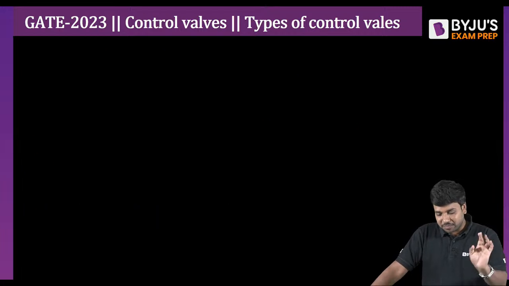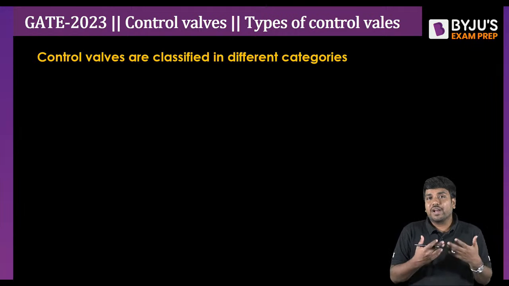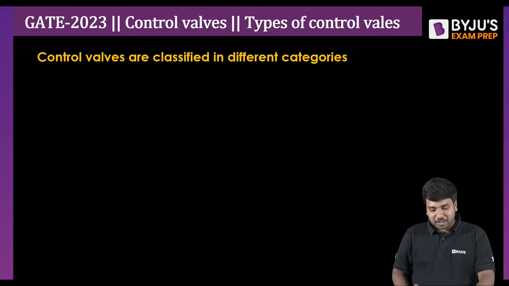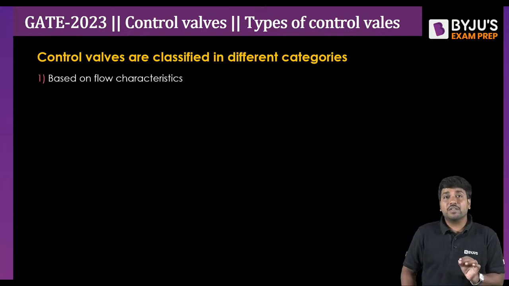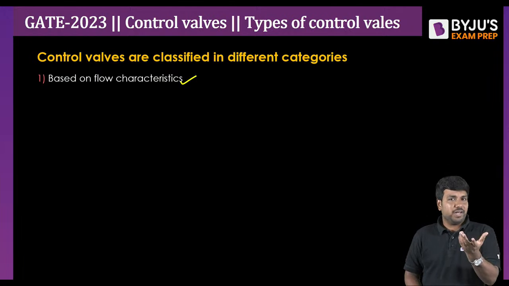Okay? Well, getting into the topic, how do we classify control valves into many different types? Clear? The very first thing is based on the flow characteristics. This was already discussed. However, I will quickly revise that.